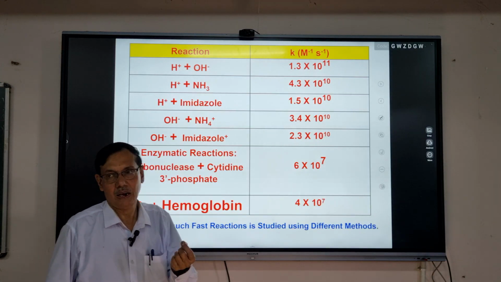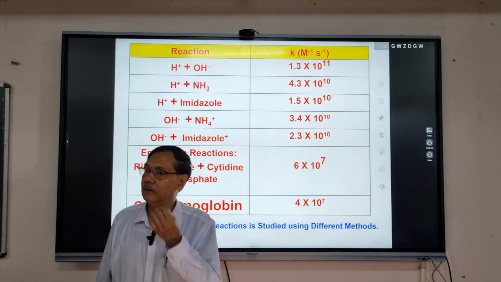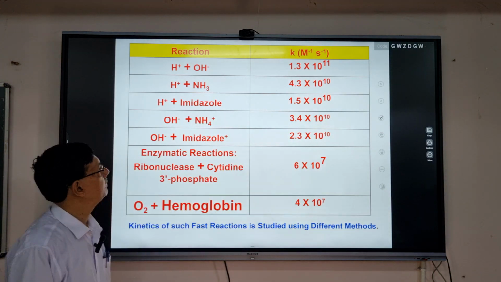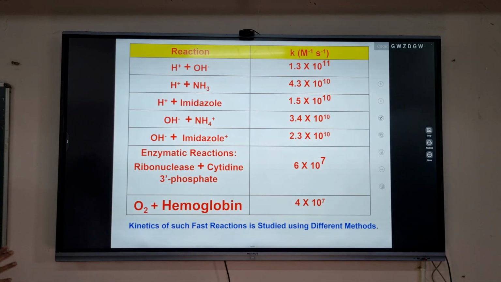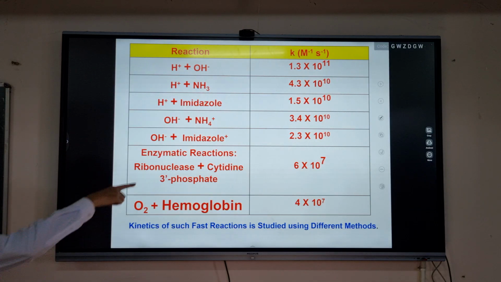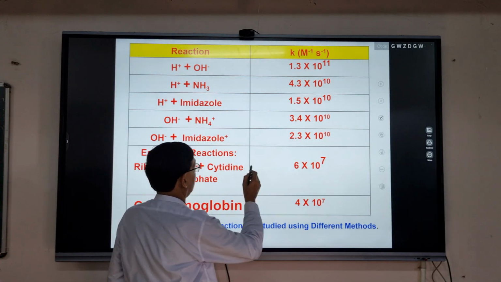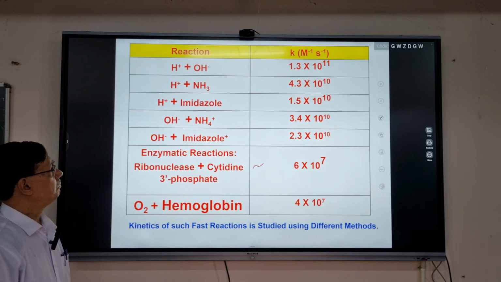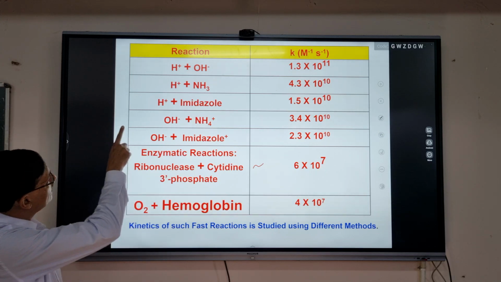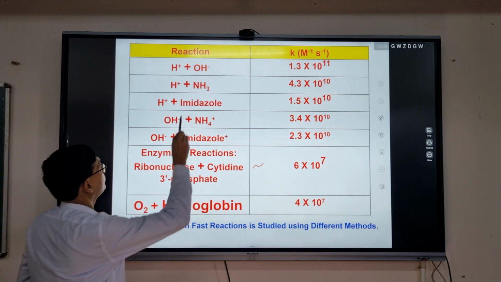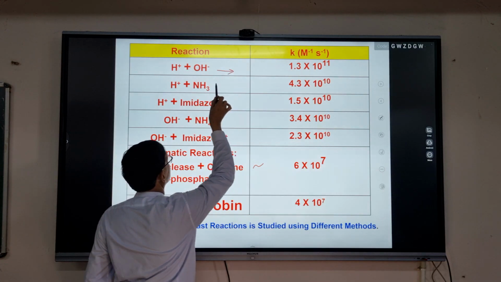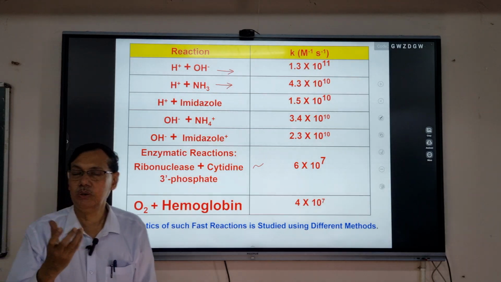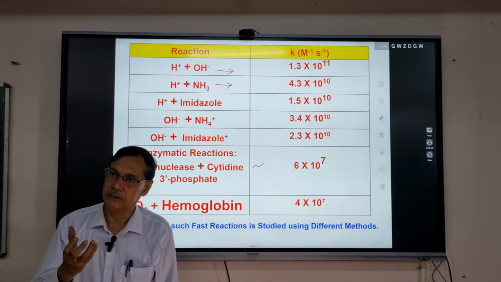Sometimes a short question can be asked: give 3 or 4 examples of fast reactions. So I have taken from the literature some of the most important examples of fast reactions with their rate constants. These are all approximate. I have taken them from some books and research papers. Number one is always the formation of water. Actually, we should give formation of water, formation of the ammonium ion, like that. And the protonation of a very weak base is also a very fast reaction.